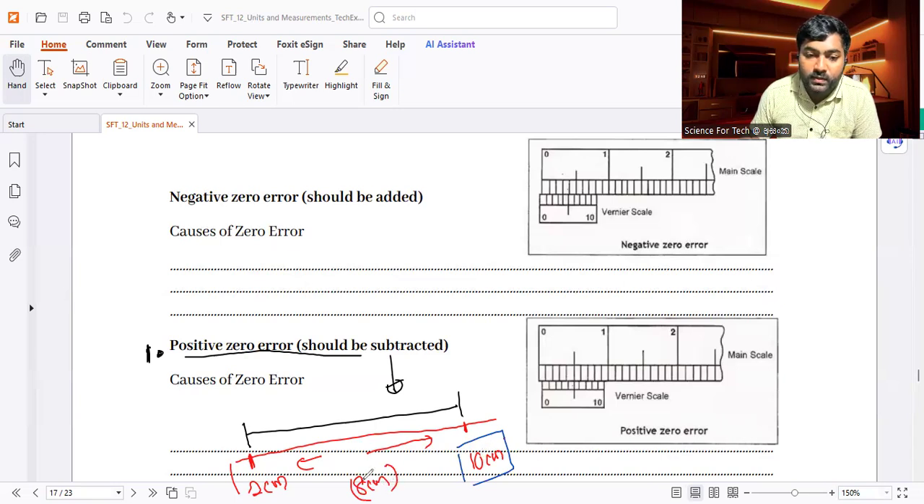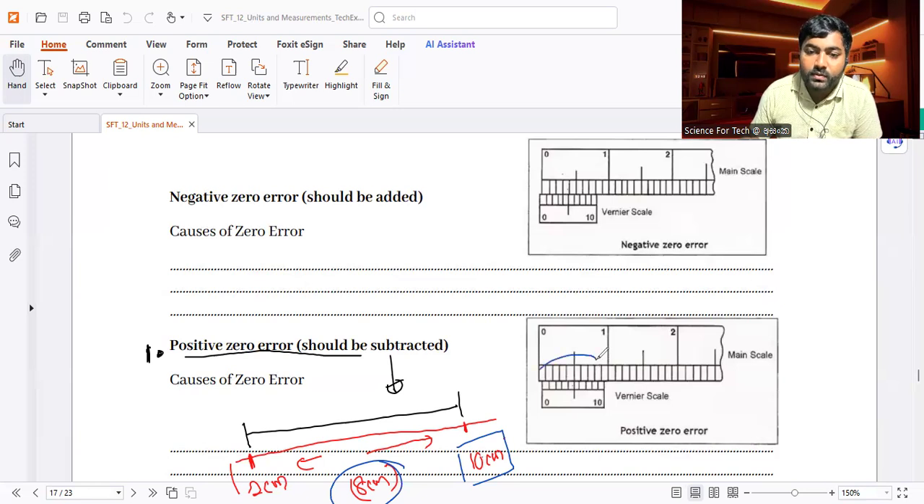The reason is you have started with 2 centimeter. You have started measuring with 2 centimeter, no? Then this point is 10 centimeter. So what you have to do? You have to subtract this one from here. That's how you can get it: you have to subtract 2 from 10 and then you get the 8 centimeter, the actual reading.